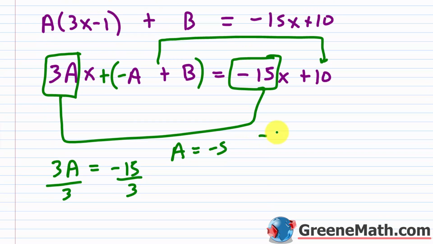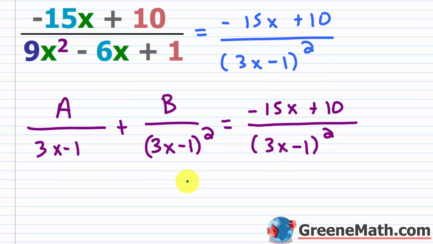So we would say that negative a plus b is equal to 10. Again, a is negative 5. So the negative of negative 5, got to be careful there because you have a negative out in front, plug in a negative, so this would be plus 5. Plus b is equal to 10. Subtract 5 away from each side, you get b is equal to 5. So a is negative 5 and b is positive 5.